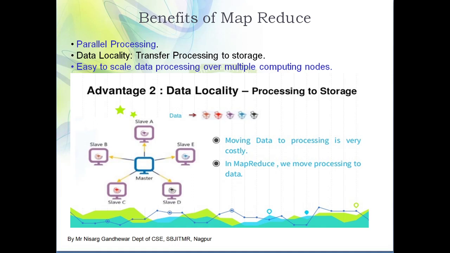And once the data is processed, whatever the result will be, that result will be submitted by all these nodes to the master node. So this is how data locality works. In case of data locality, we are not changing the location of data. The location of data remains as it is.